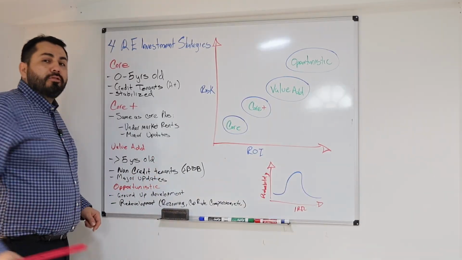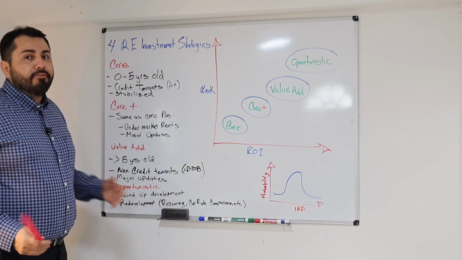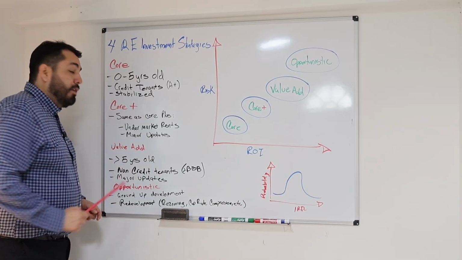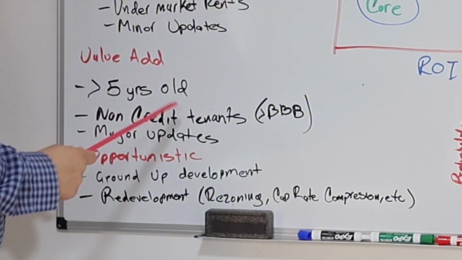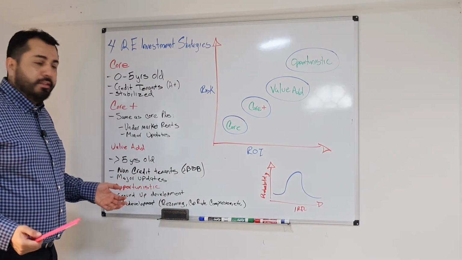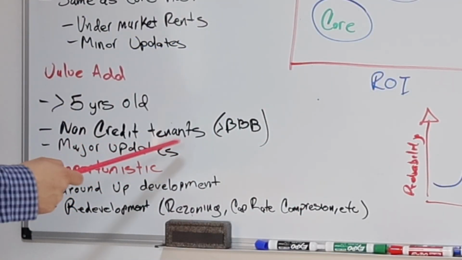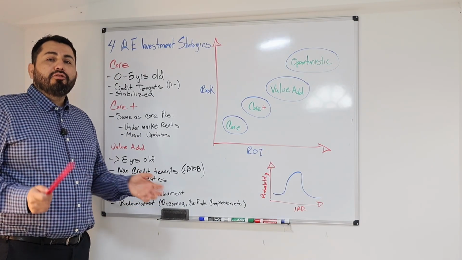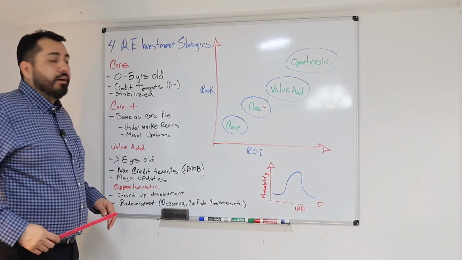Okay, we have also the value add. This is what you know as the flipping strategy maybe, or the renovation strategy, but brought to the commercial real estate world. We have a property that is 5 years or older maybe, and if we are talking about commercial properties, maybe we have some credit tenants, but most likely we have non-credit tenants. These still are companies that are maybe listed on the New York Stock Exchange, but they are less credit than the core tenants.